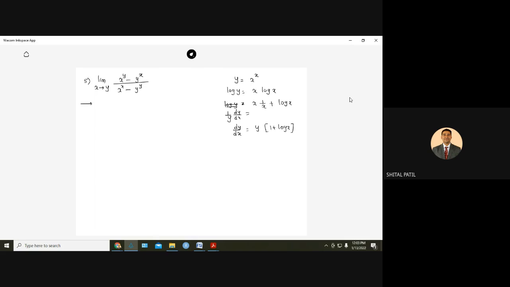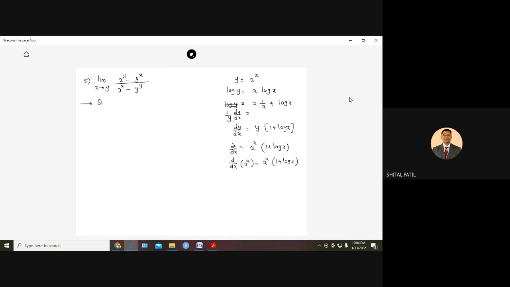On the previous page, please make the required change. I cannot go to the previous page. This is dy by dx. So the derivative is like this. Or in other words, d by dx of x raised to x is x raised to x into 1 plus log x. Okay, now we'll solve the example.